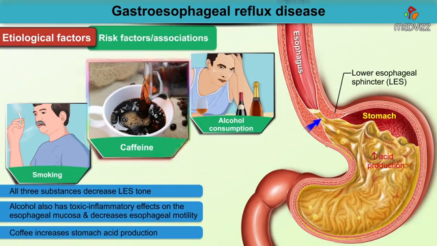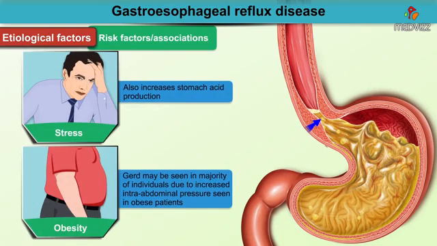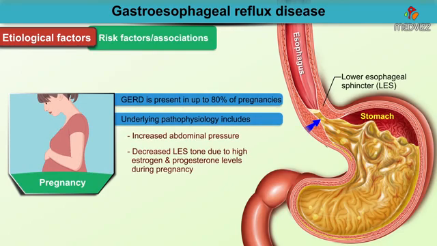Coffee increases stomach acid production, and due to repeated bouts of reflux, the esophageal mucosa is subject to chemical injury due to the stomach acid. Stress also increases stomach acid production. GERD may be seen in a majority of individuals due to increased intra-abdominal pressure, as seen in patients who are obese. GERD is present in up to 80% of pregnant women due to increased abdominal pressure and decreased LES tone.